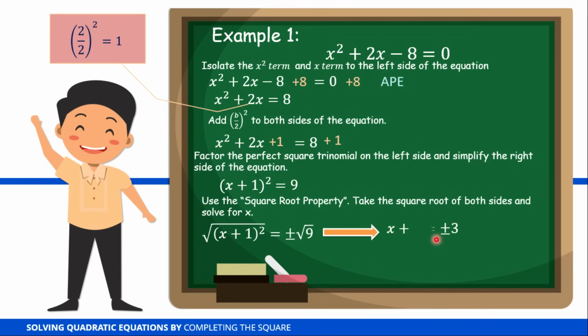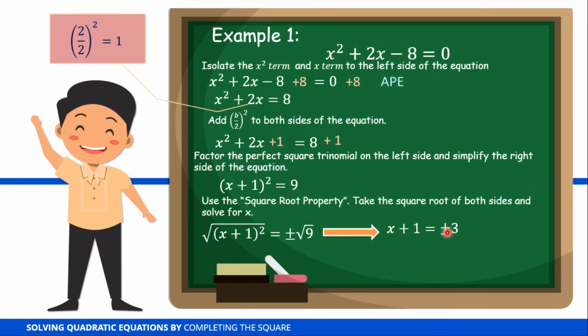Okay? So magkakaroon tayo ng x plus 1 is equal to positive negative. Ano ang square root ni 9? Ang square root ni 9 is 3. So, ito yung ating magiging equation. X plus 1 is equal to positive negative 3.